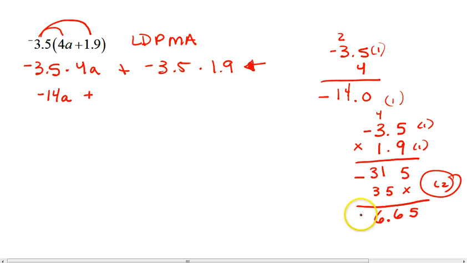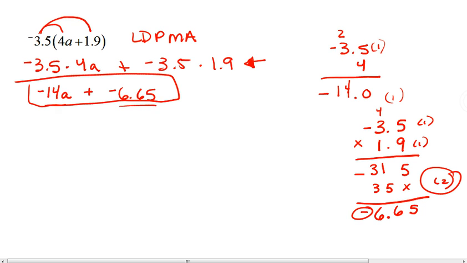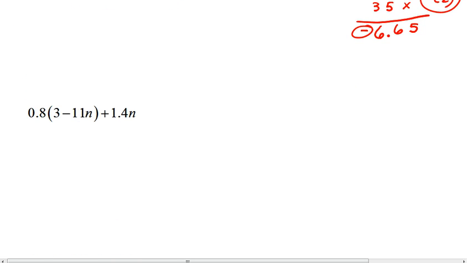I have a negative and a positive, so my answer needs to be negative. So I'm going to add to this negative 6.65. These are not like terms. They don't have the same variable parts. So this would be my final solution, or simplification. Here's another example.